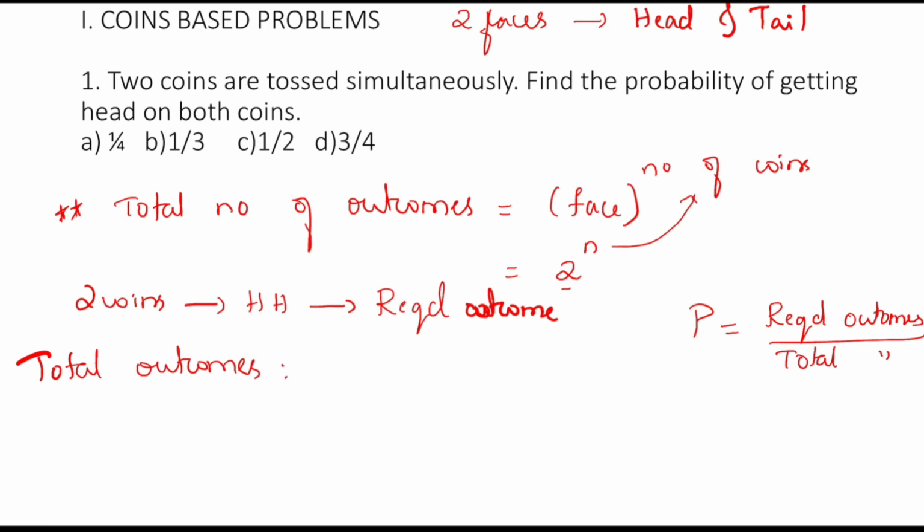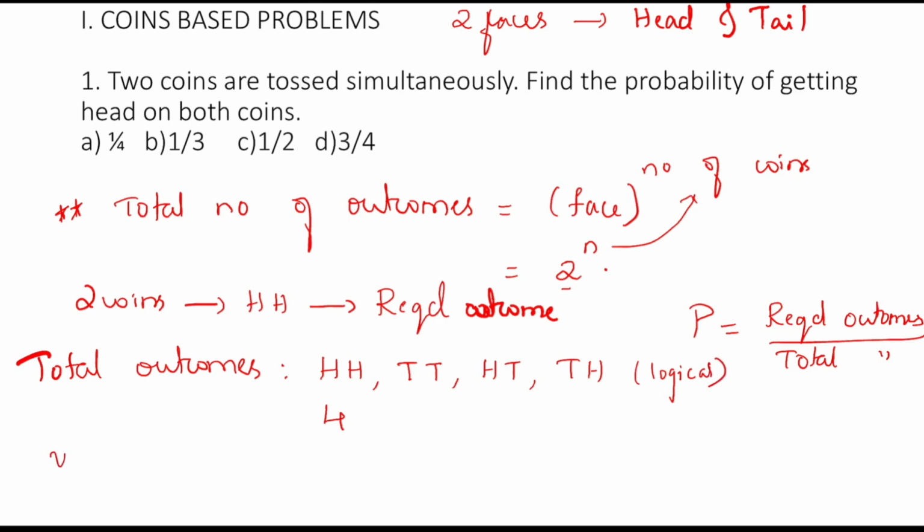When two coins are tossed, we can either get head on both the coins, or tail on both the coins, or head and tail, or tail and head. Can we get any other outcome other than these? No. So total outcomes are 4. This was using the logical method, but using a formula also we can get the total number of outcomes the same.